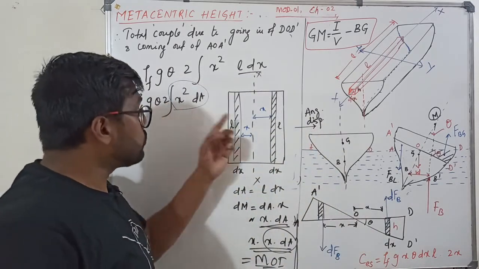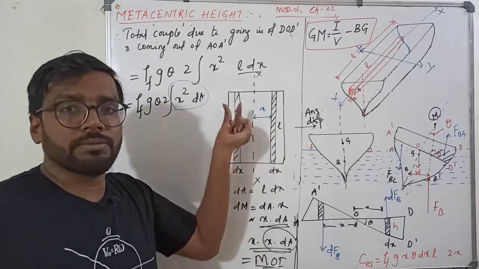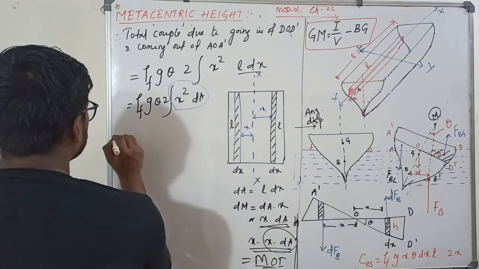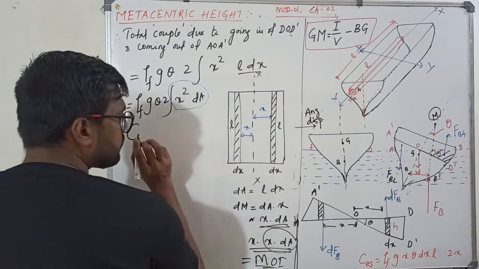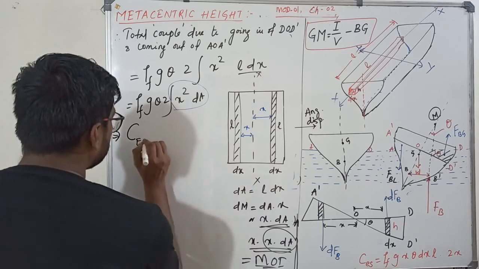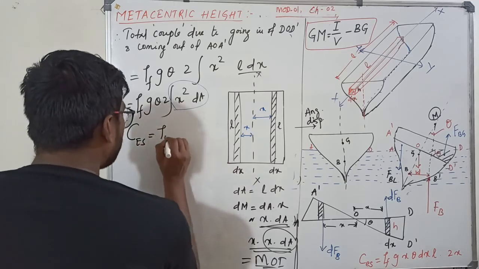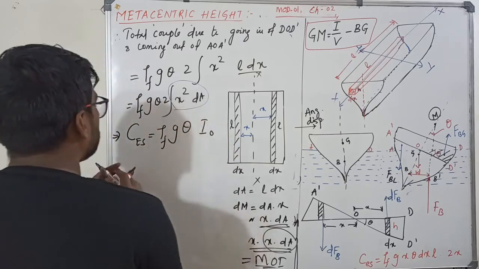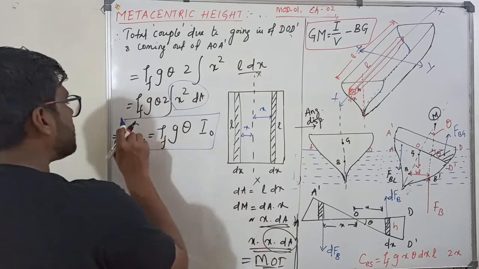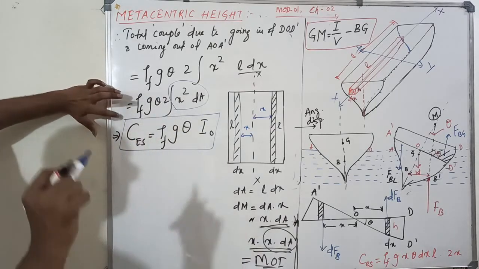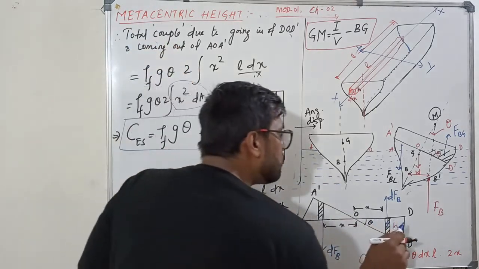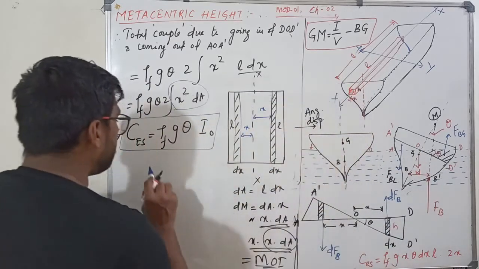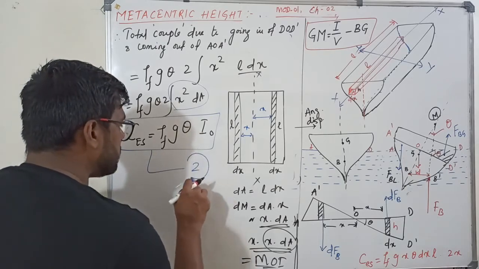Sir, 2 is there. The 2 is because on your left hand side also you have a strip. So the total couple because of this elementary strip ES is equal to ρf g θ multiplied by the moment of inertia, and this couple value is equal to the change in moment due to the buoyant force due to the displacement in BB'. That is equation 1. This is your equation 2.